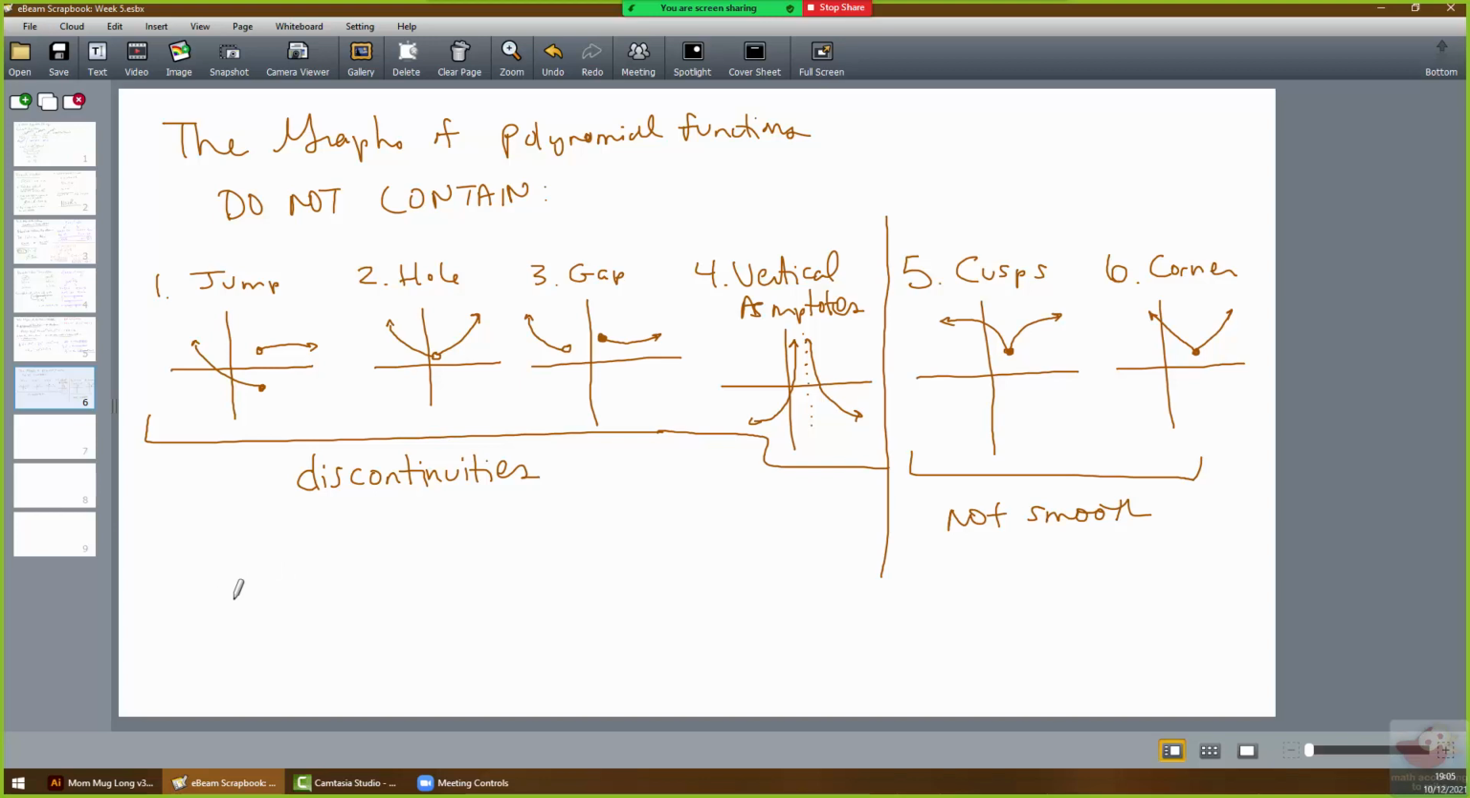So putting these together as far as what a polynomial's graph is, the graph of a polynomial function is smooth, so no sharp edges, and continuous, no breaks. The graph of a polynomial function is smooth and continuous.